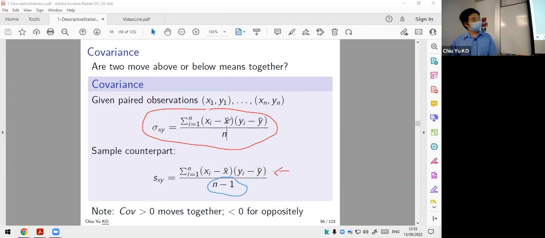Of course, is using the above one a crime? No, it's okay, but it's not as good as the below one. And that's why we use the below one. Of course, when n is very large, these two don't make a difference. There will be very minor difference between dividing by n and n minus 1. Suppose you have more than 10,000 observations, then usually you shouldn't be worried about which one to use.